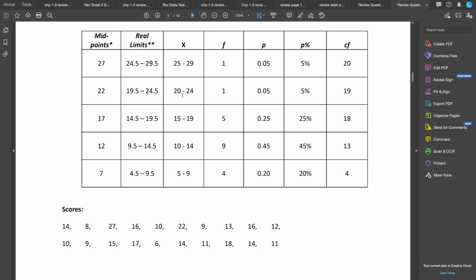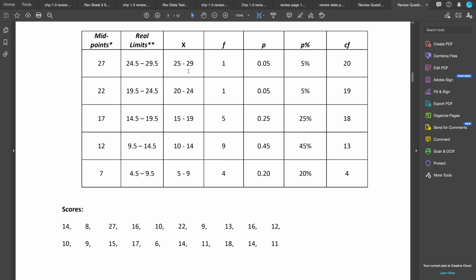Okay, you can take a look at the table now to see where it's filled out. The big thing is there are 5 scores between 15 and 19, 9 scores between 10 and 14, 4 scores between 5 and 9. Again, to get the P, or the proportion, you take and divide by the total number of scores, which in this case is 20.